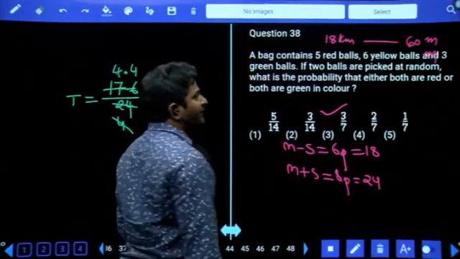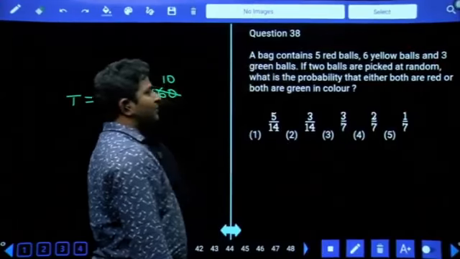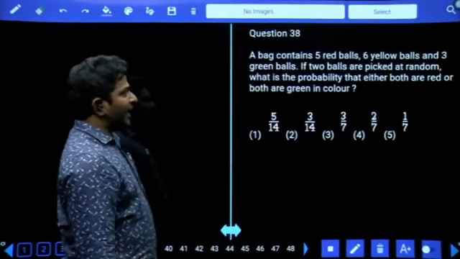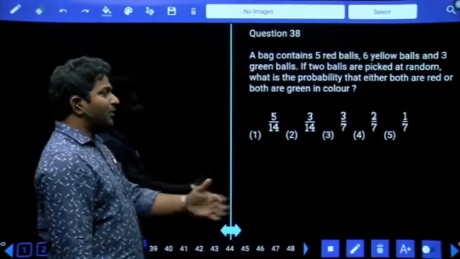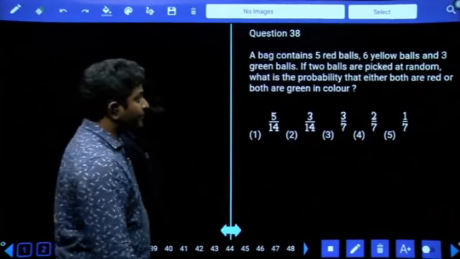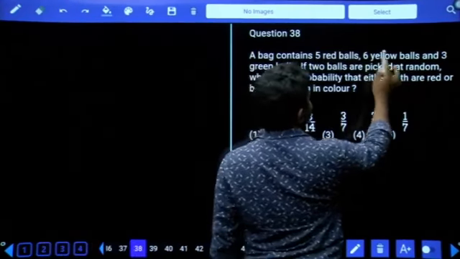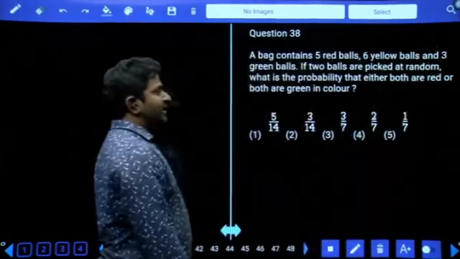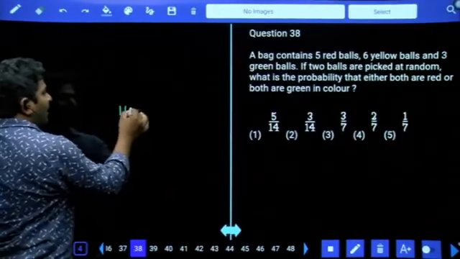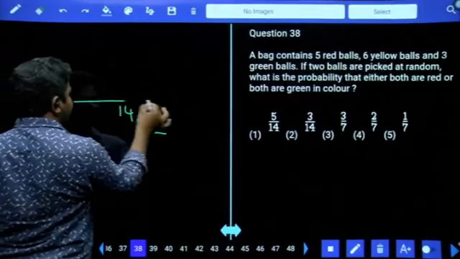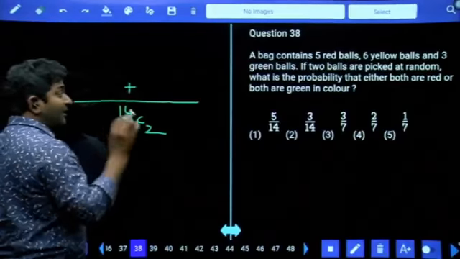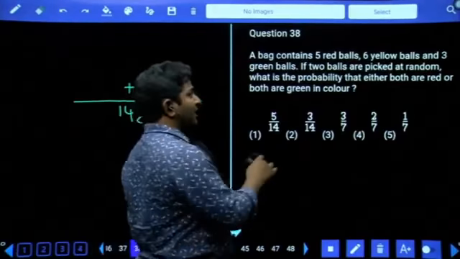A bag contains 5 red, 6 yellow and 3 green balls. If 2 balls are picked at random, what is the probability that either both are red or both are green? In total we have 5 plus 6 plus 3, that is equal to 14 balls. And out of 14, we need to pick 2 balls. And now both can be red or both can be green.